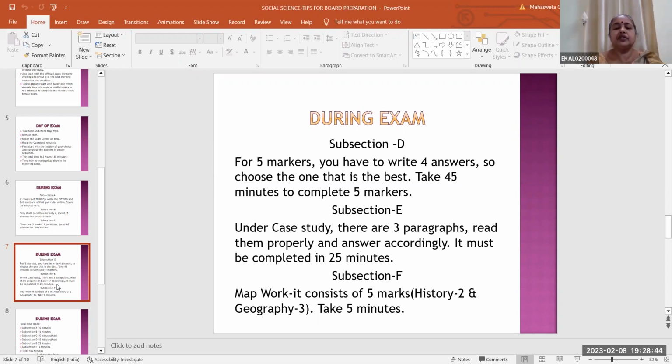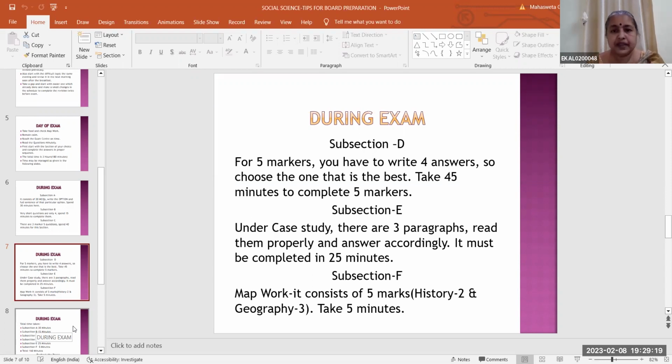Now, when you come to subsection F, it is a 5 marker. Many students do the map at the beginning because they think that will help them score well, since they have seen the map in the early morning before coming to the exam hall. So it is 3 marks for geography and 2 marks for history, total 5 marks. 5 minutes is more than enough, I can tell you, because these days you are practicing the map every day for getting full marks.